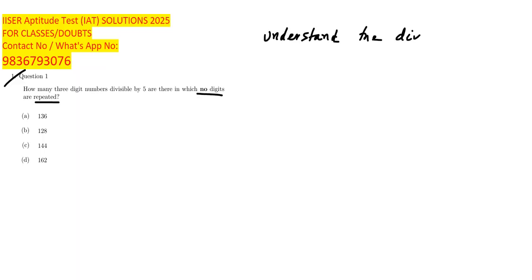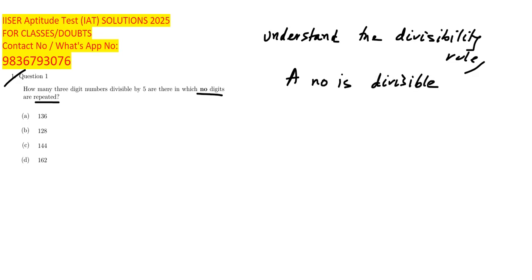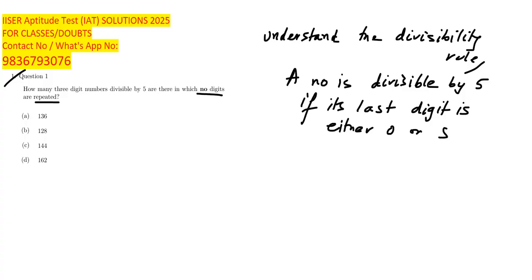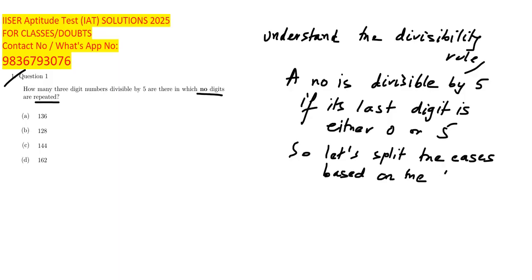So here we have to understand the divisibility rule. A number is divisible by 5 if its last digit is either 0 or 5. So let's split the cases based on the last digit.